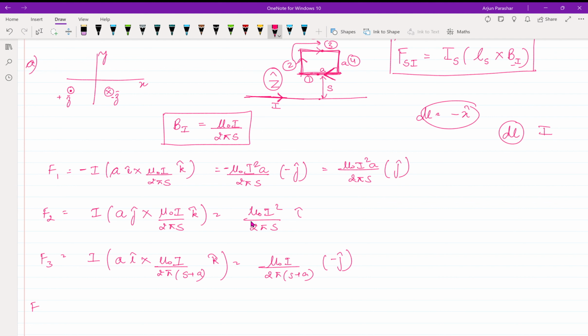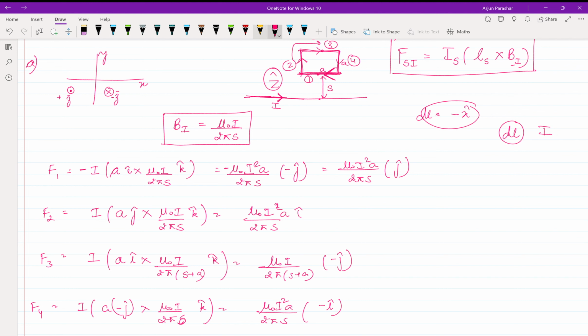So now for F4 it is I a, the direction is in the minus j. I hope it is clear now why minus j. So into cross μ₀I upon 2π(s plus a), and k cap direction. So you get μ₀ I square a upon 2π(s plus a), but in the minus I cap direction.